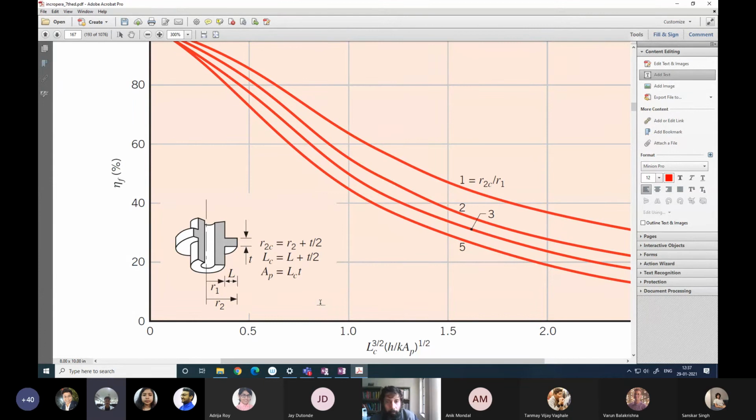Pi r2 square minus r1 square into h into T minus T ambient. You are talking about the area, no? Yes, sir. So that will be your area of one side. And you have to make it twice of that, because the left and right, both sides, you will get heat transfer. Neglect the tip area. So that is your area for heat transfer.